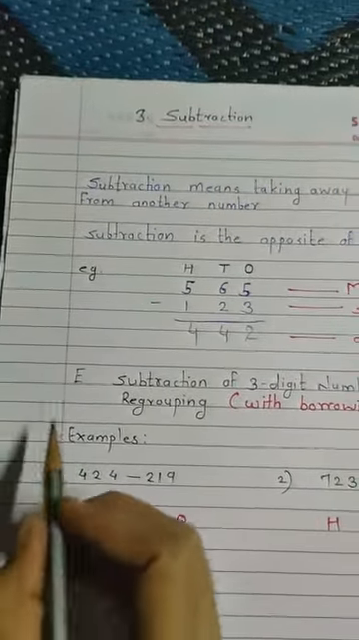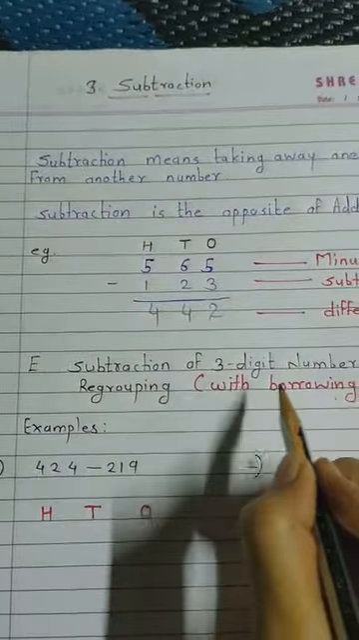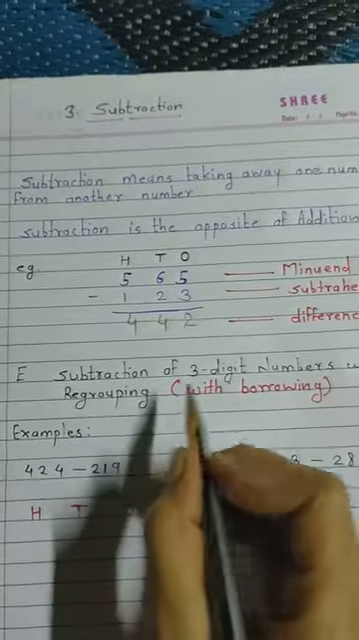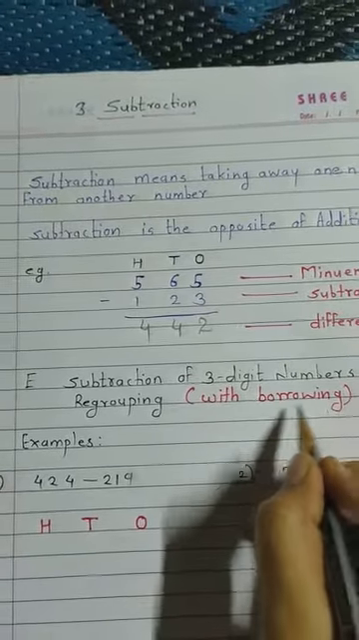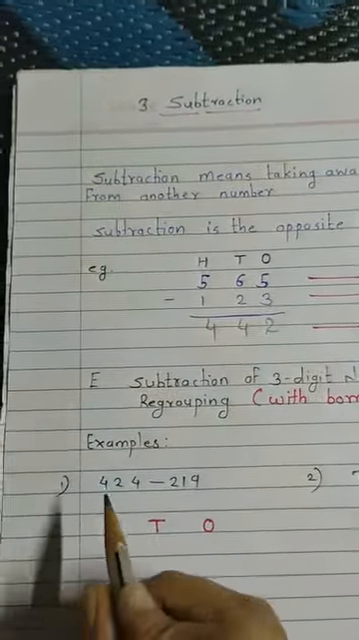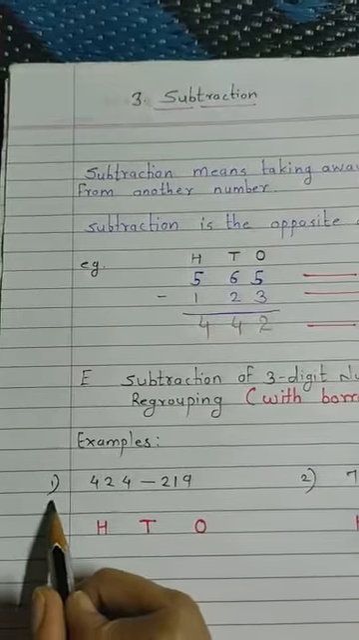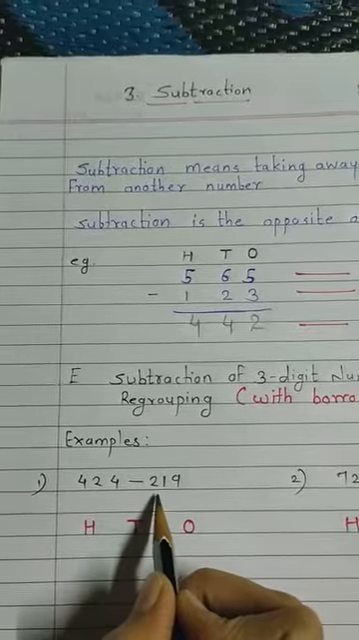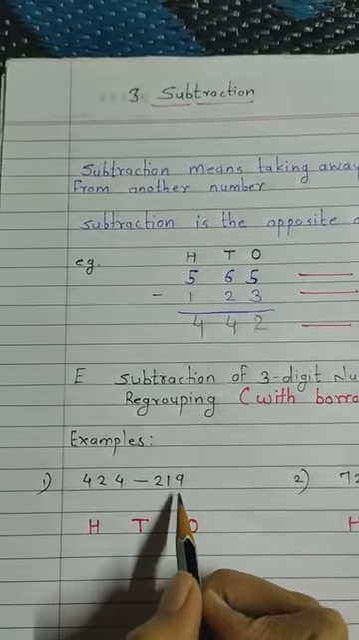The next topic is subtraction of 3-digit numbers with regrouping. What is regrouping? Regrouping is also called borrowing. The first example I have taken here is 424 minus 219.